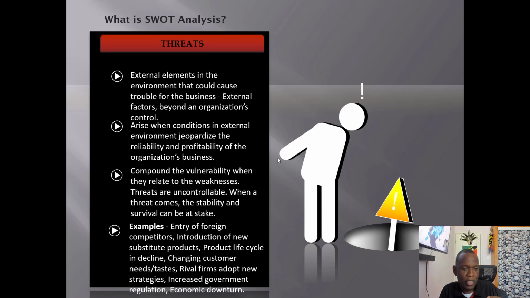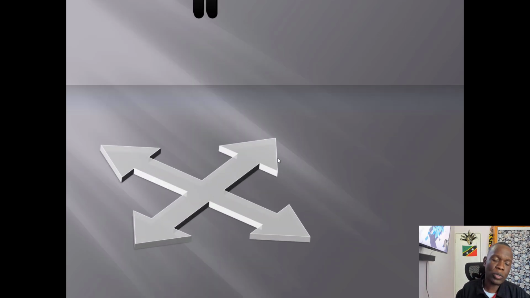So you have to see the threats and try your best to stymie them, try your best to survive and stabilize the organization. Because again, some of them you can't do anything about, but you have to see the silver lining and try to turn some of them into benefits for your organization. Those are the threats.